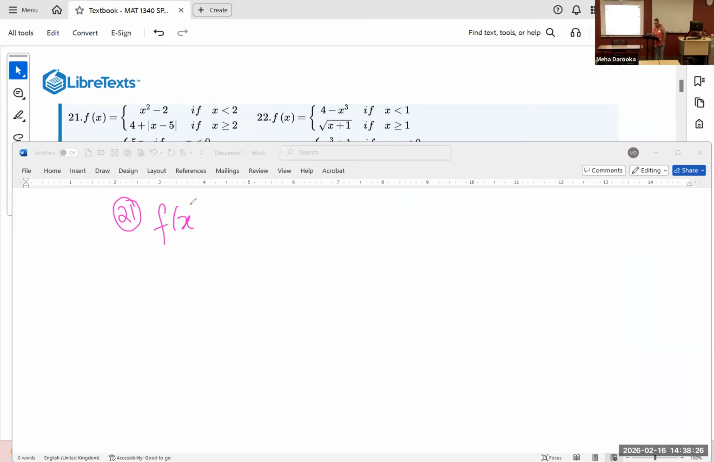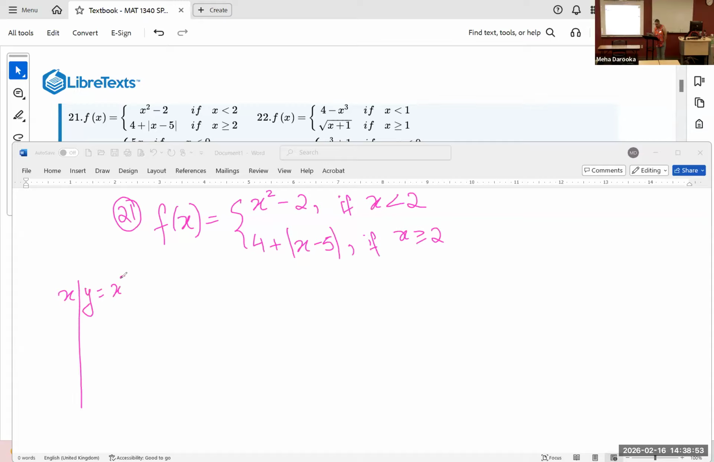So you can see we are given f of x is equal to, and there are two pieces here, x squared minus 2 if your x values are less than 2, and 4 plus absolute value of x minus 5 if your x values are greater than or equal to 2. So you can see the different pieces. Let's do a table for each of the pieces. So anything less than 2.